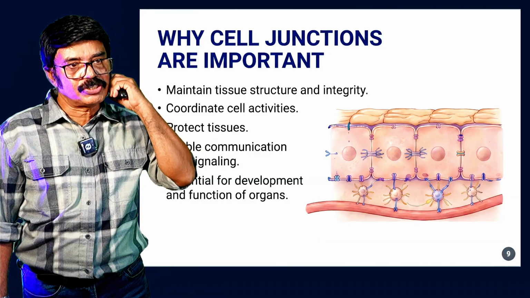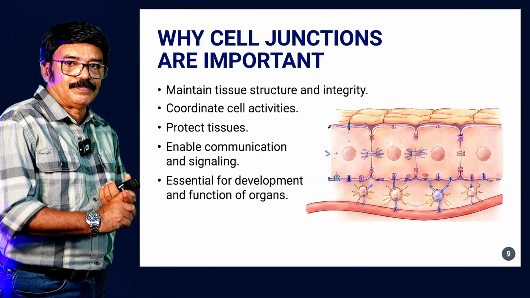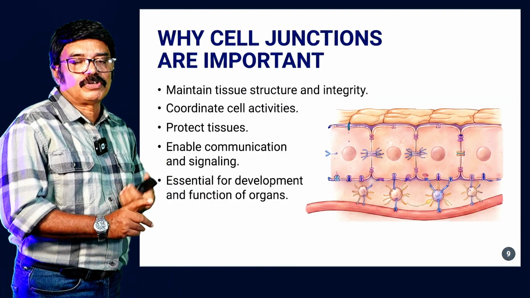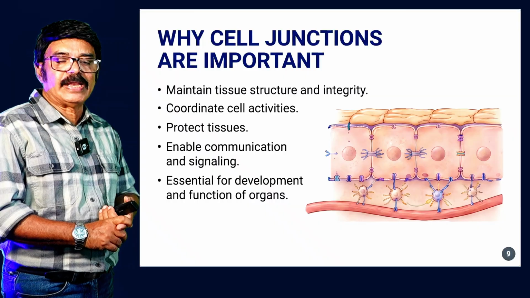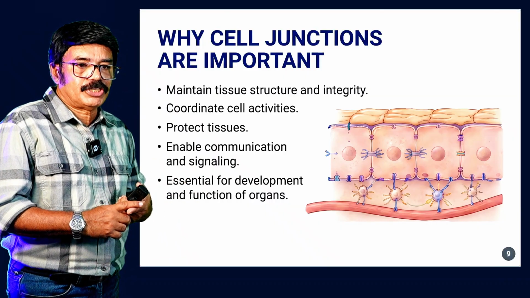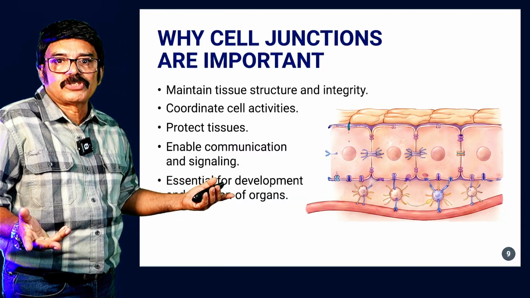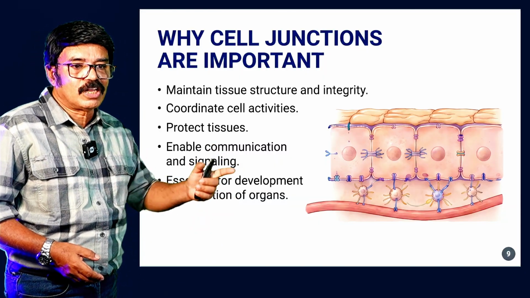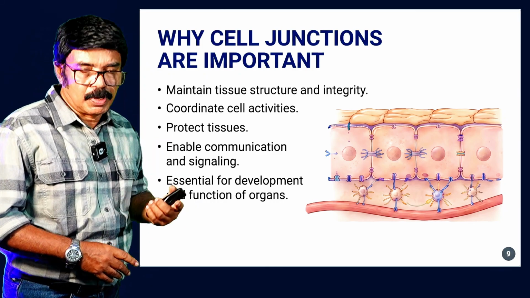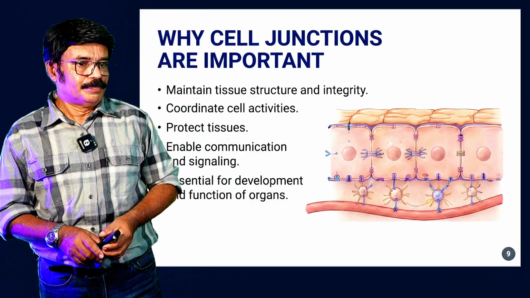So why are cell junctions important? Maintain tissue structure and integrity. They work together. Coordinate cell activities. Protect tissues. Clear? To coordinate, they should communicate. Enable communication. It gives them the chance to communicate. And essential for development and functions of organs. We are going to talk about all these things in sections to come. That is it.